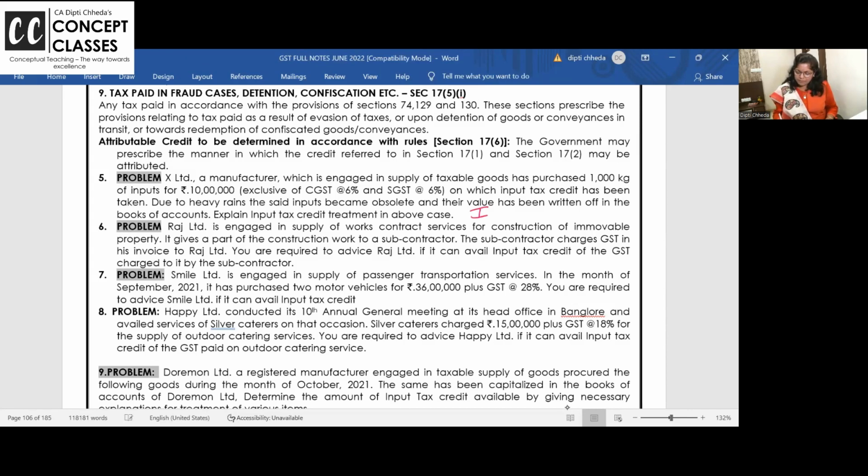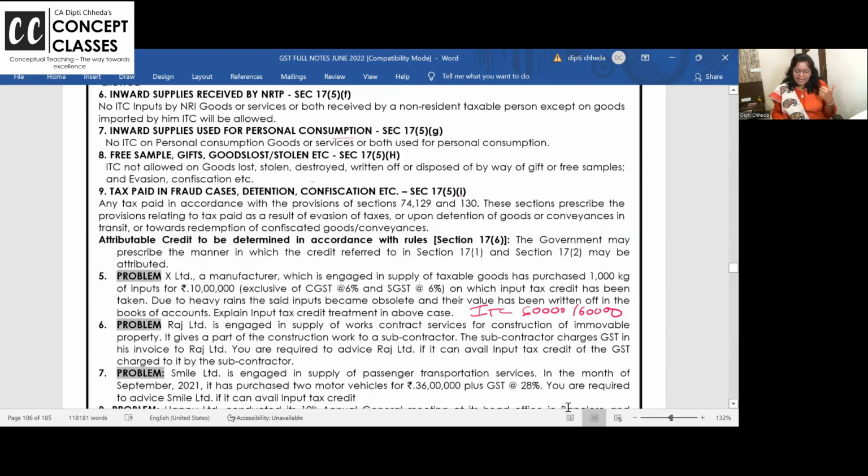Write down ITC, 1 lakh at 6%, 6%. Sorry, on 10 lakhs how much will it be? No, I don't want to take that risk. You are sending the answers in the chat box, I should not do it. ITC 60,000 CGST and 60,000 SGST is to be reversed because these goods are destroyed. So whatever ITC you have availed, reverse it. This is like 8 point.